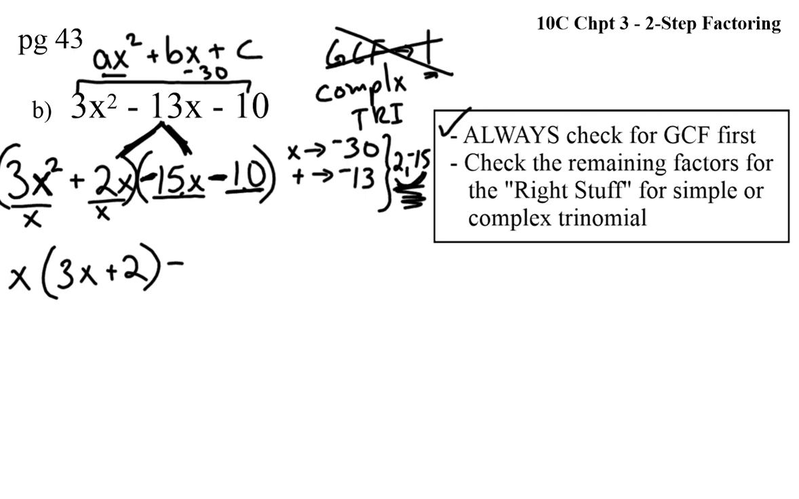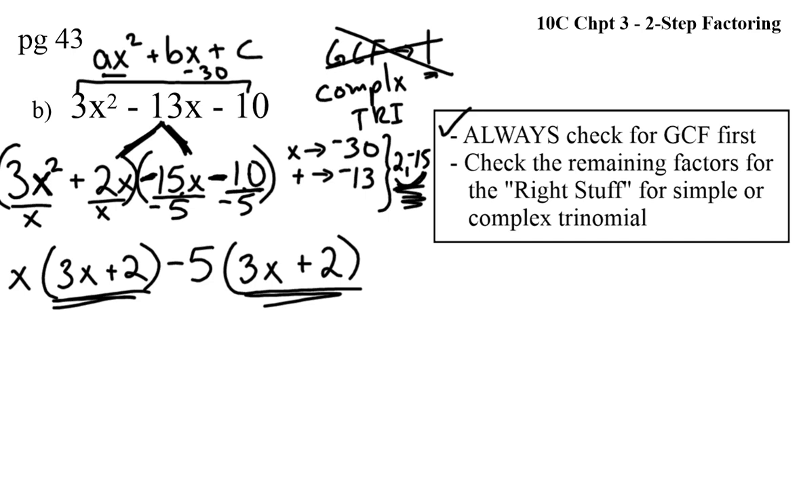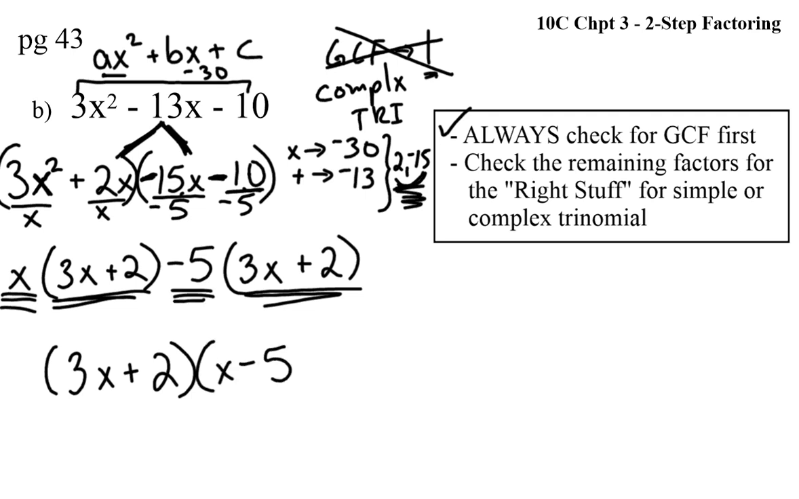What's the GCF? Well, negative 5 is your GCF. So we're going to factor out a negative 5. Negative 15 divided by negative 5 is a positive 3x. Negative 10 divided by negative 5 is positive 2. And what's good? That what we have in our brackets is the same, and that's our first factor. And that is multiplying by the x minus 5.